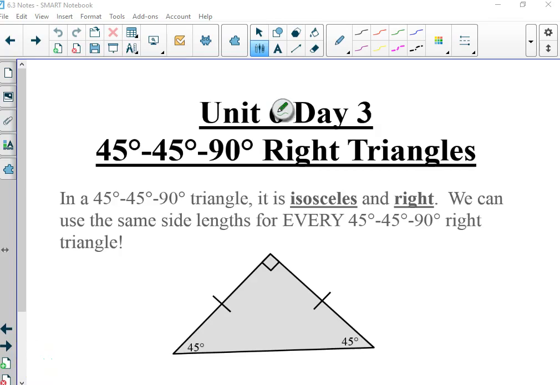Unit 6, Day 3. Building right off of what we did yesterday with 30, 60, 90 triangles, now we're doing 45, 45, 90.